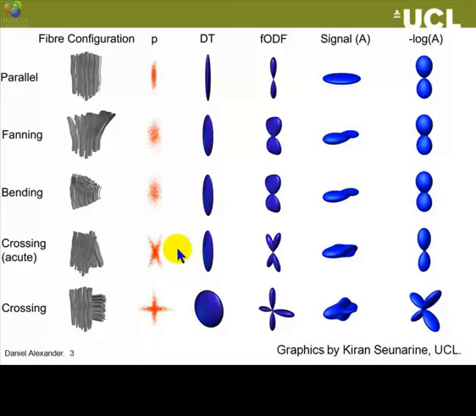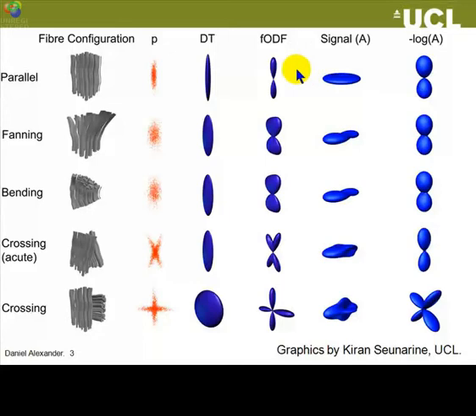So let's think about what it is that we'd really like to be able to estimate from diffusion MRI measurements for doing things like tractography and connectivity mapping. What we'd really like to know is how many fibres in each voxel are pointing in each individual direction. And that's what this idealized object in the fourth column represents. So this is something I'm calling the fibre orientation distribution function.